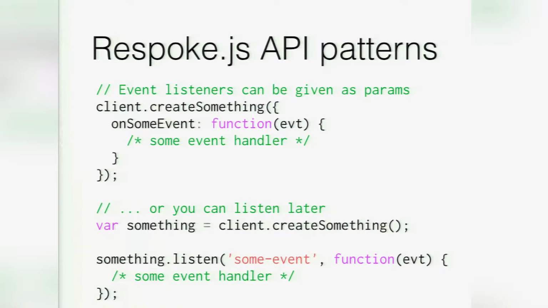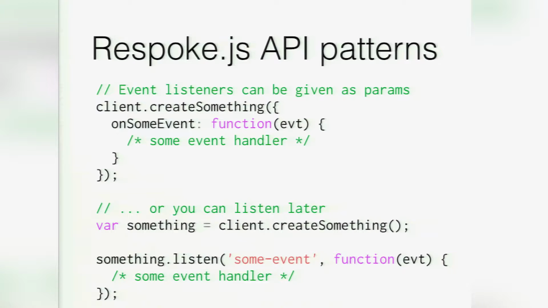We also do have an event emitter in Respoke.js, and we use that extensively. For the most part, whenever you create something or initiate an action, if there are events associated with that, you can pass the event emitters into that creation function. So, you can say on some event, whatever the event is. Those are listed extensively in the documentation.